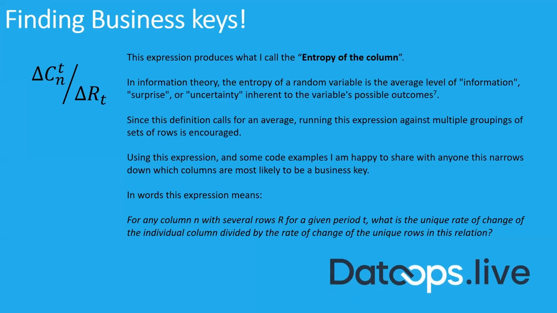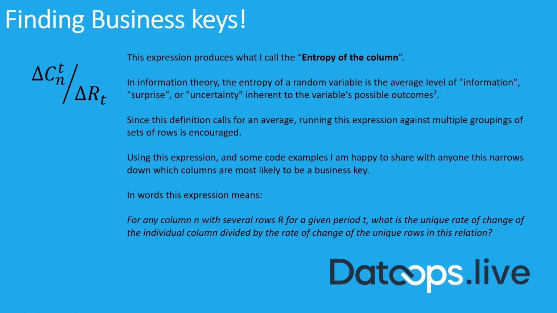Now, finding business keys. I talked about identifying where the tables are that may have business keys. How would we use that information? Well, one of the things that I've worked on a few times is trying to find this, and I came up with this approach. So in this expression here, in words, what this expression means is for any column with several rows R for a given period of time T, both of these are the same time period, what is the unique rate of change of the individual column divided by the rate of change of the unique rows in this relation?